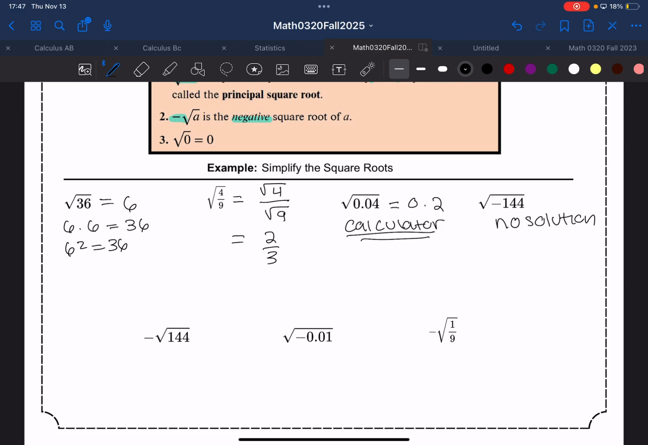So what would the answer to this one be? Negative 12. Because we take the square root of 144, which is 12, and then we just bring the negative with it. Okay? We also knew that this was going to be negative 12 because 144 is the same as 12 times 12, or 12 squared. Okay. What would be the answer to the next one? No solution.